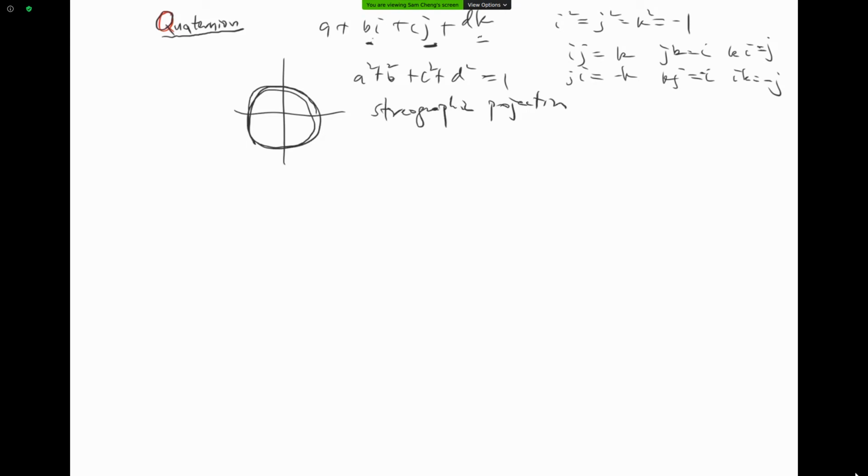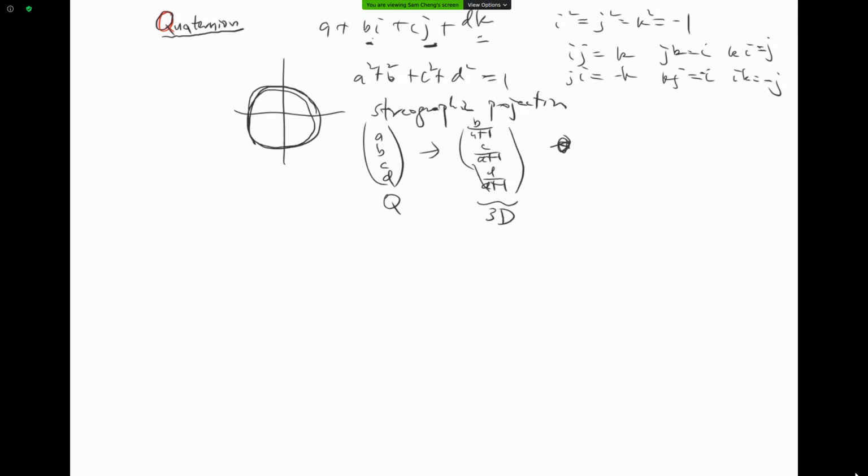Basically, the mapping will be something like: if I have a, b, c, d, the quaternion will map to b over a plus 1, c over a plus 1, and d over a plus 1. This is in 3D. This is a quaternion. So now, we can also go in the opposite direction from this three-dimensional space.